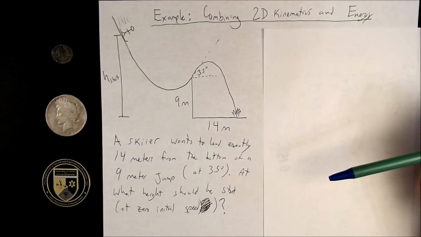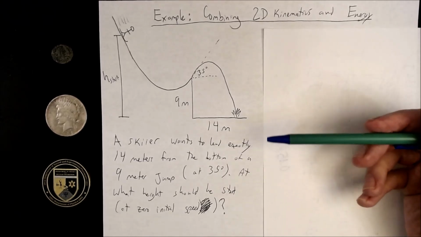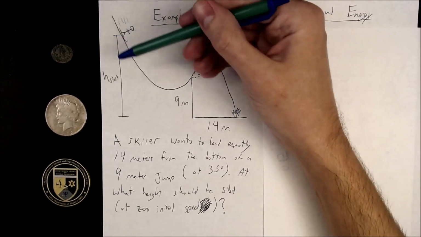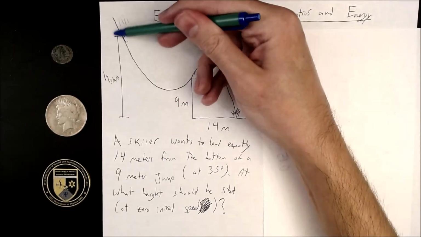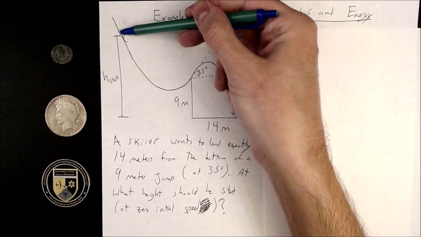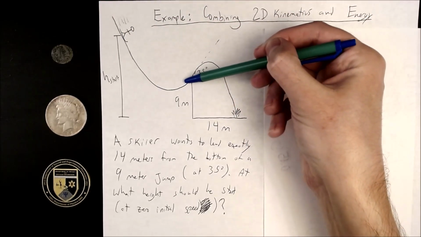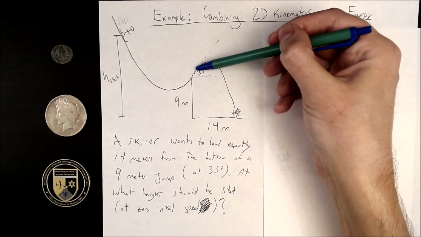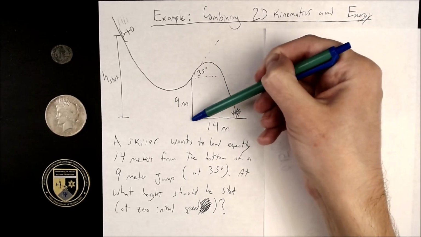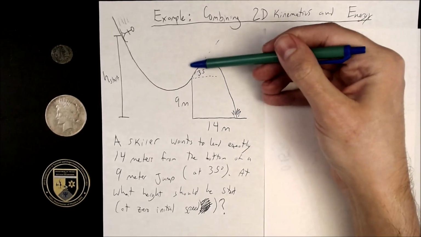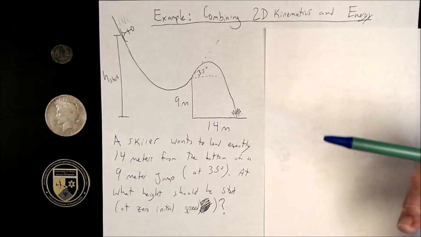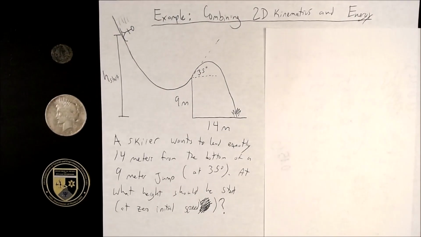At what height should the skier start at zero initial speed in order to land exactly where he wants to land? Where should he start? Where on this hill should he start? How high up should he start in order to, starting from zero velocity there, pick up some speed, lose a little bit of speed, go off the ramp at just the right speed, so that he lands exactly 14 meters away from the end of this ramp, and that height right there being 9 meters? Where should he start up there?